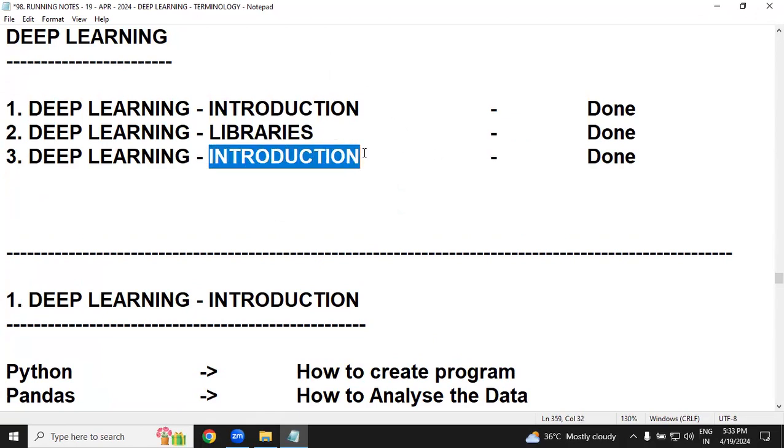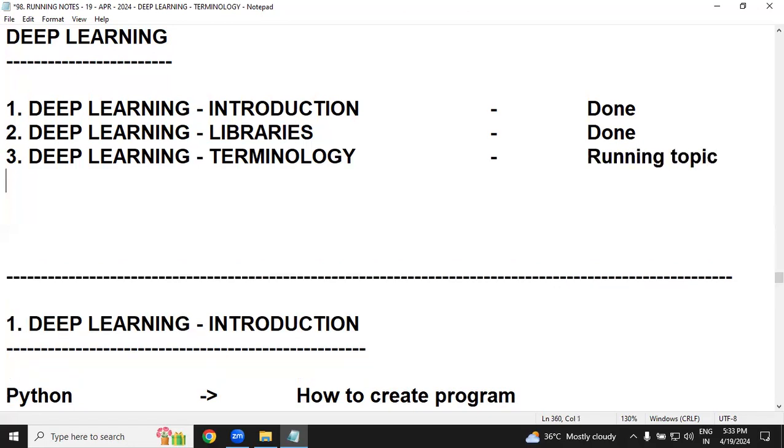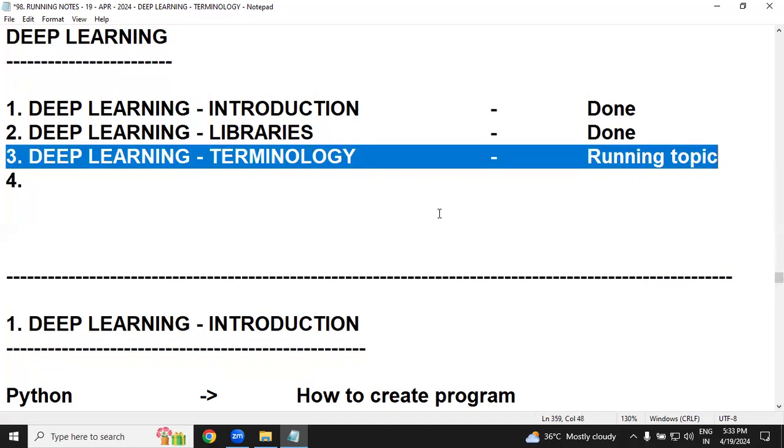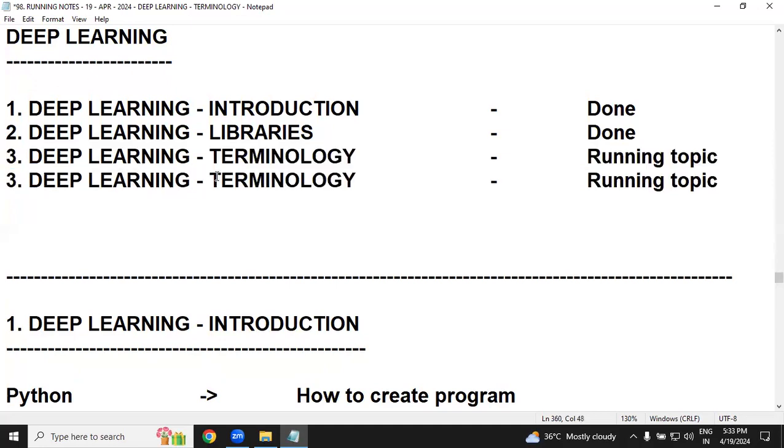And the next one today is terminology. Once this is done, the first deep learning example. How to do it, what to do, I will explain.